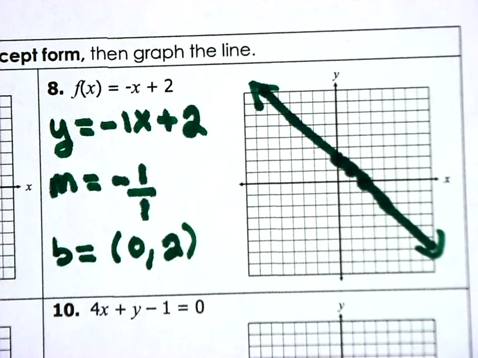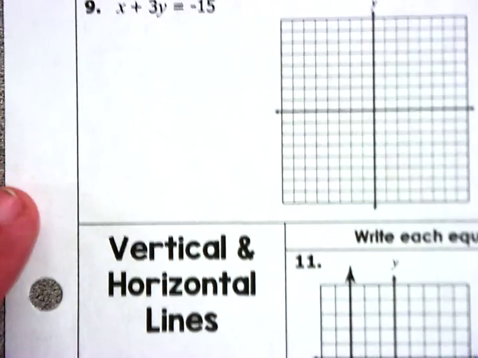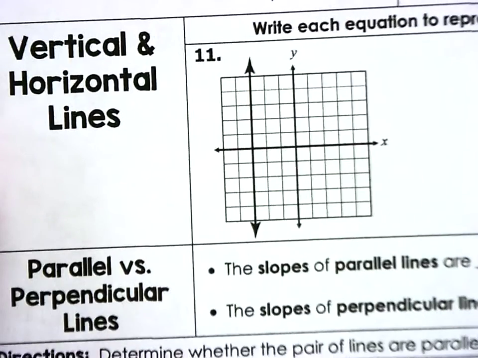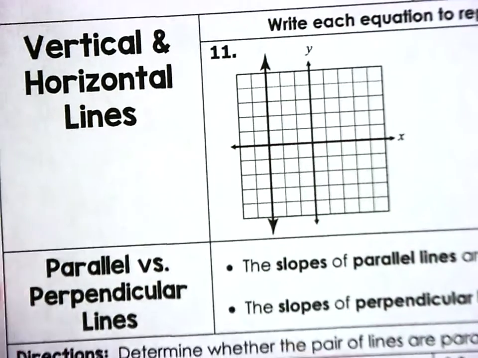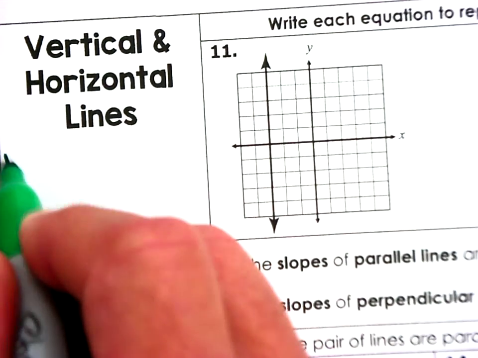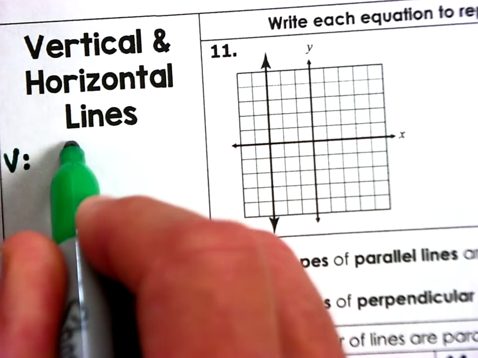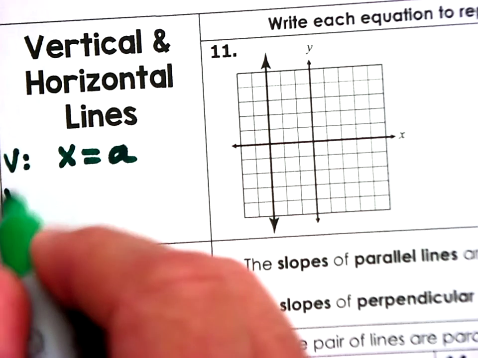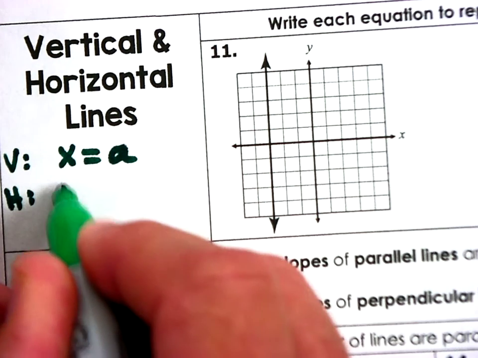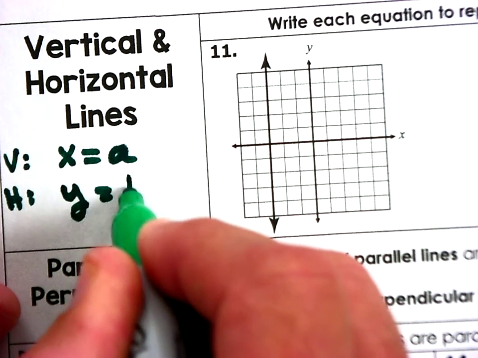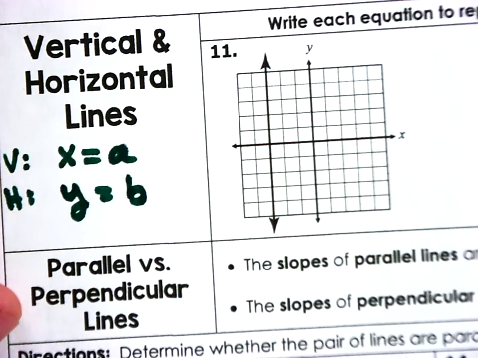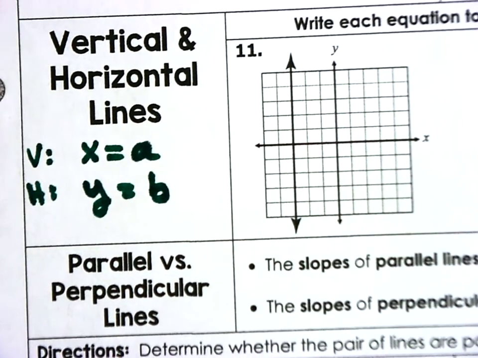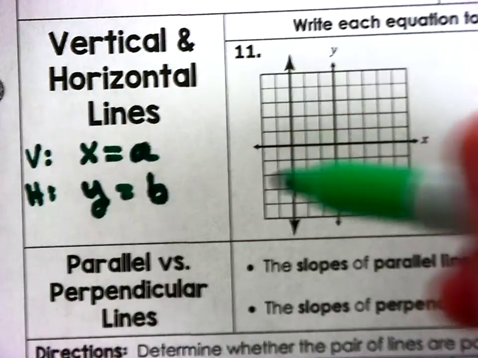Okay, so speaking of that, come over here to number 11, all right? If you notice number 11, and let's make a little key here real quick. If you are a vertical line, your equation is going to be x equals a number a. If you're a horizontal line, you're going to be y equals some number b. Okay? So just keep that in mind if you're missing one of the letters. So look at the story here.